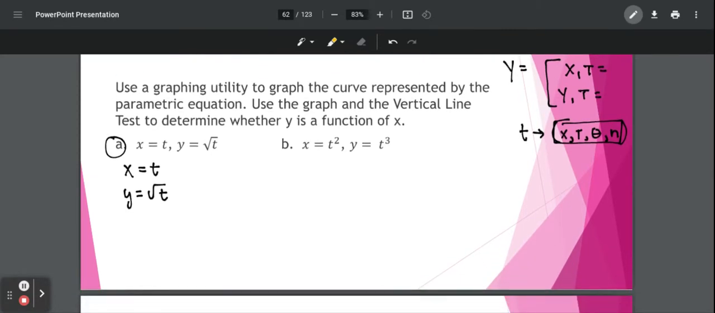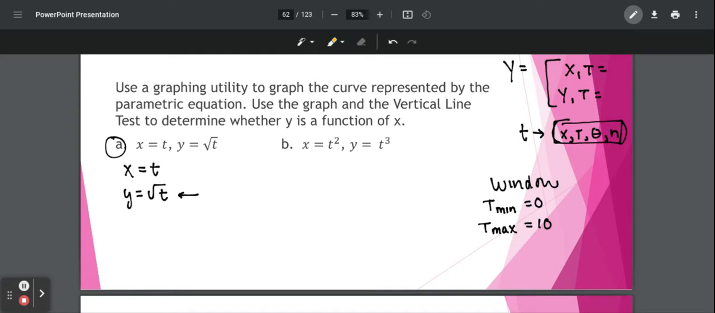Okay. So then what we're going to do is you have to go to your window. And if we go to our window, our t is the value that we want to start with. So if we're looking at these two equations, we know that t can't be negative. So let's start t at 0, and let's just graph up to where t is 10. So our t min will be 0, and our t max right now we'll just set as 10.